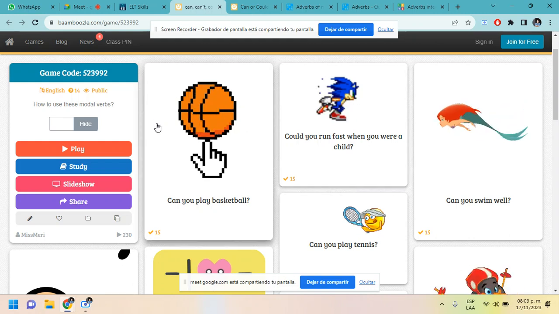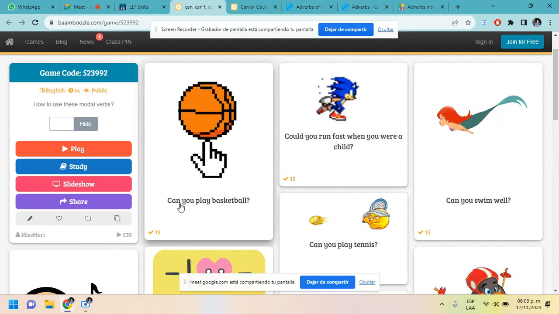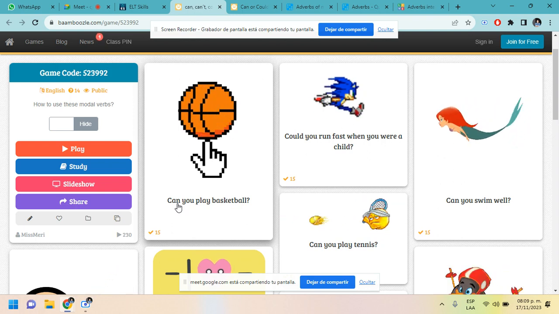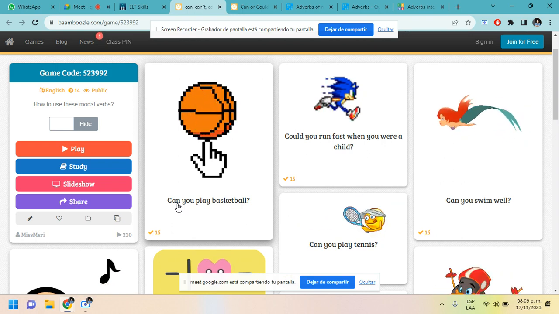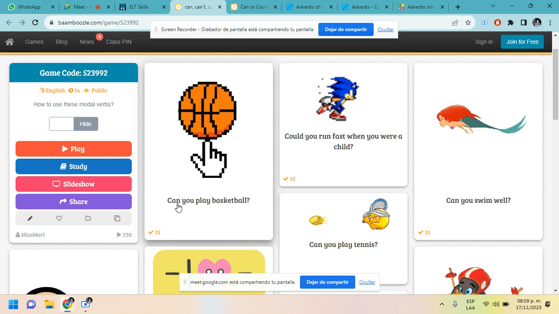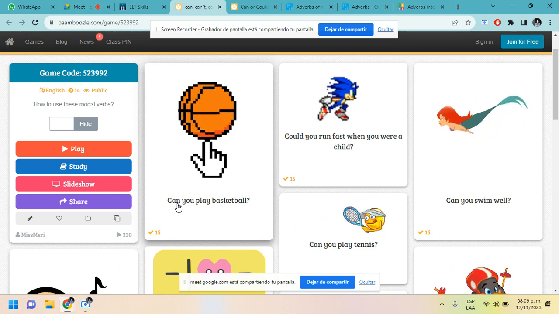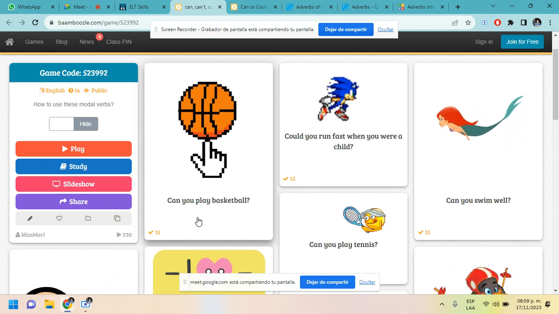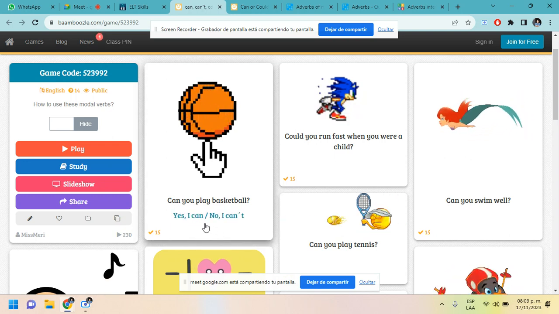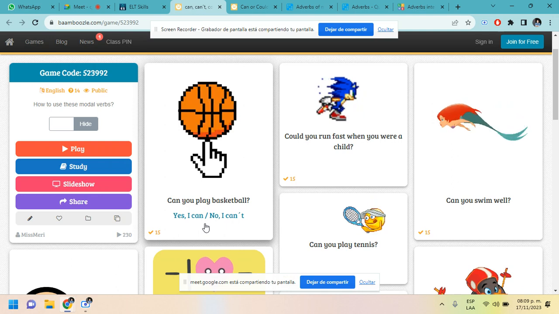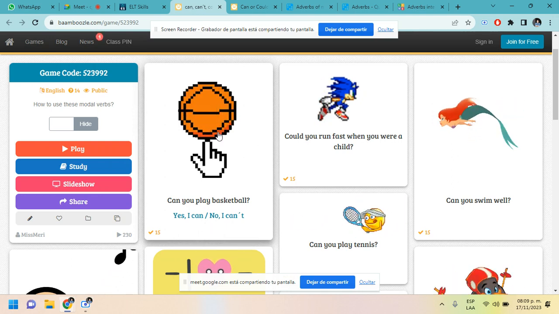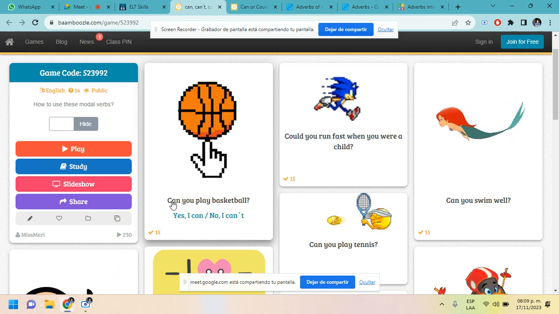Okay, but you have to notice the difference between these two. Look at this. For example, in this question, can you play basketball? What is the answer? Tell me, what is the answer? Very good. Maybe no, I can't. If you don't like basketball and you never play it, maybe you can't play. This is in present tense.